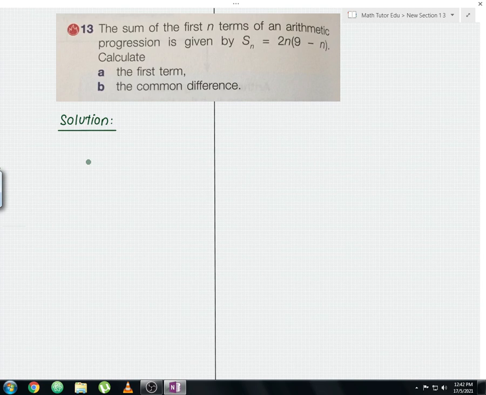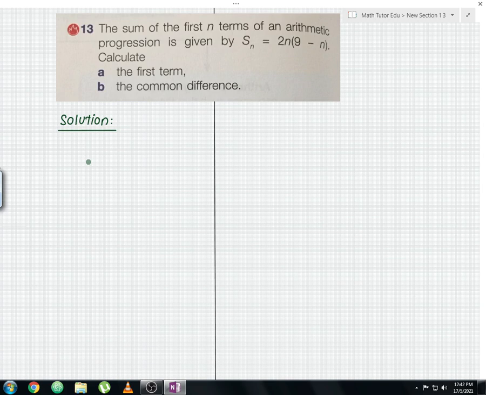Okay, let me read the question now. The sum of the first n terms of an arithmetic progression is given by Sn equals 2n(9 minus n). Calculate the first term and the common difference. So this is the overall question.